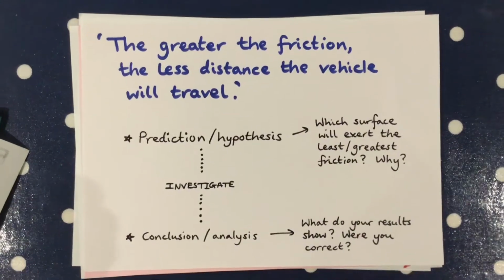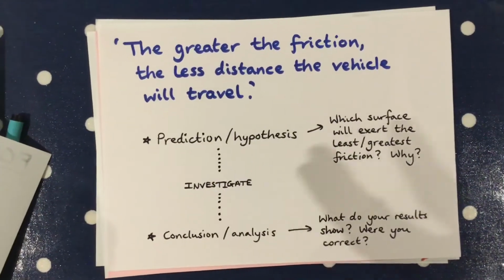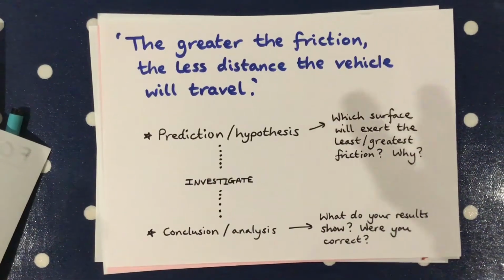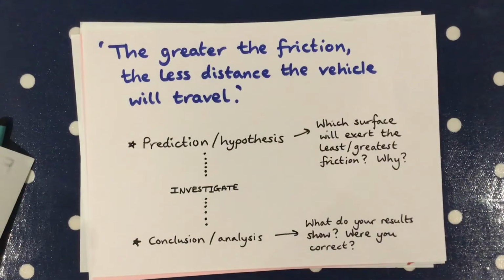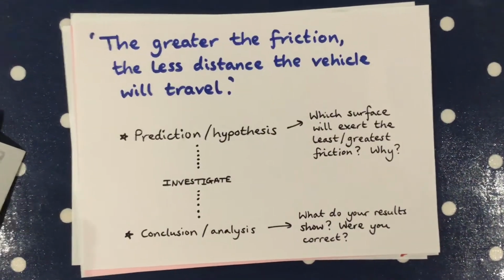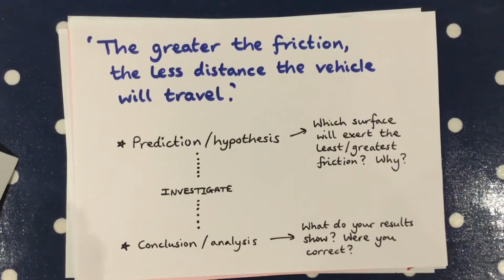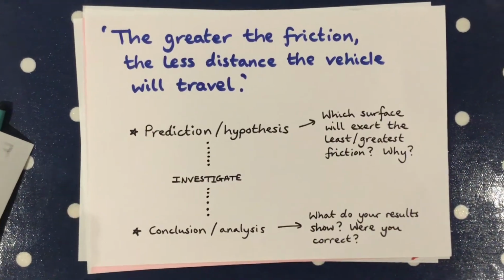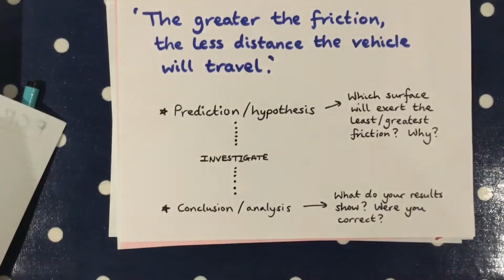So I need to decide out of my options. And again, the options that I'm going to use in my investigation, you can use different ones, whatever you've got around the house. We'll look at those in a moment. But which surface will exert the least or the greatest friction? And why do you think that is? Once you've made your prediction, your hypothesis, you describe what you think will happen, explain why, then you can complete your investigation.